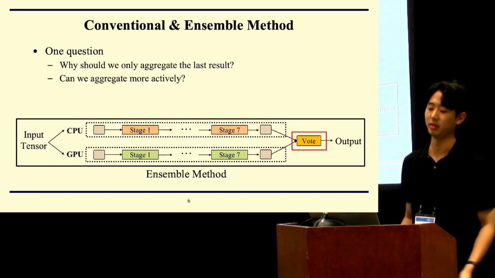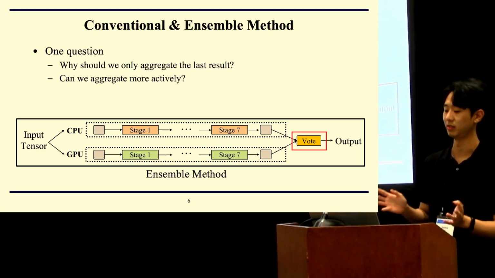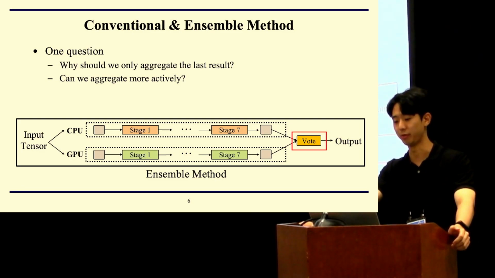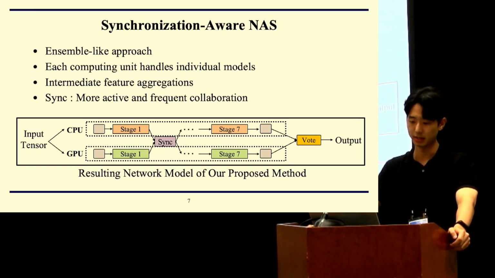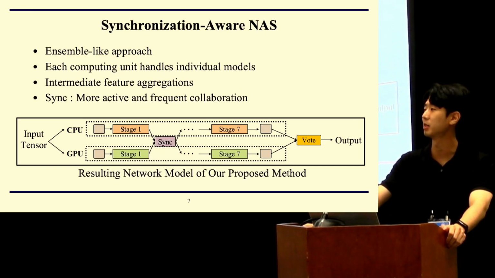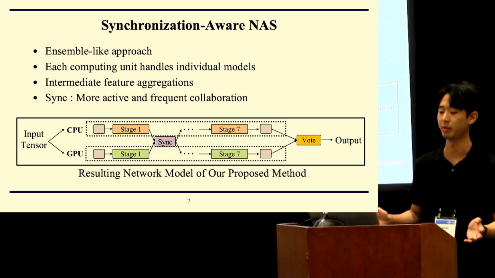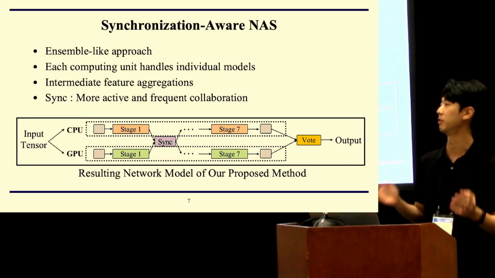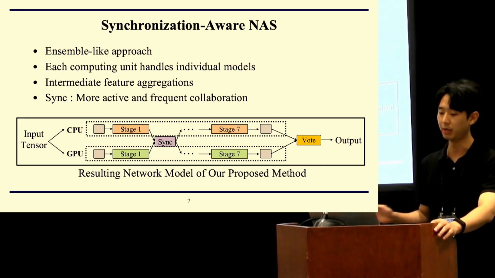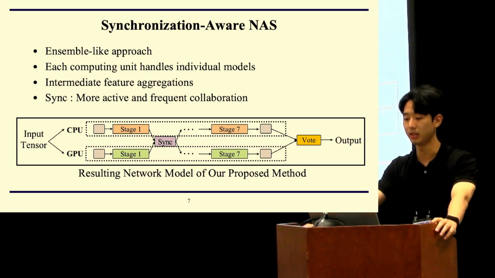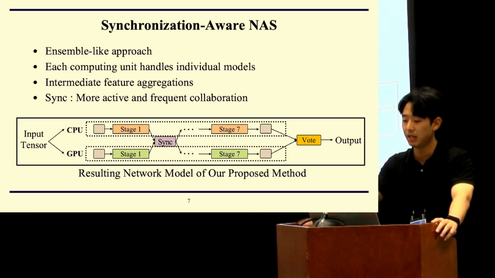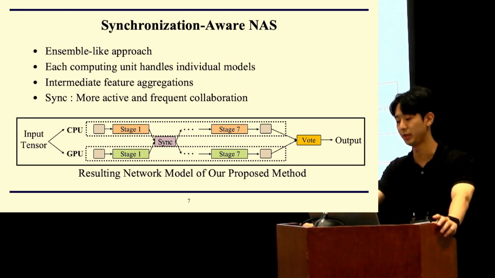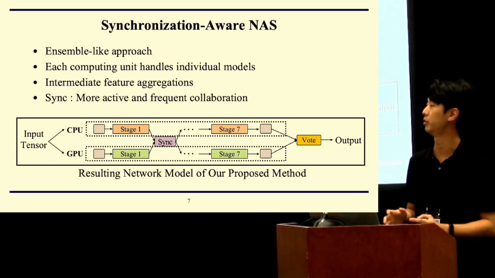Though the ensemble methods look great, there's still one remaining question. Why should we only aggregate the last result? Can we aggregate more actively? Therefore, in this work, we first take an ensemble-like approach, which allows each computing unit to handle individual models, then aggregate their prediction results to perform collaborative inference. Then our proposed method further performs several intermediate feature aggregations, namely synchronization or sync, for more active and frequent collaboration between models executed on multiple computing units.